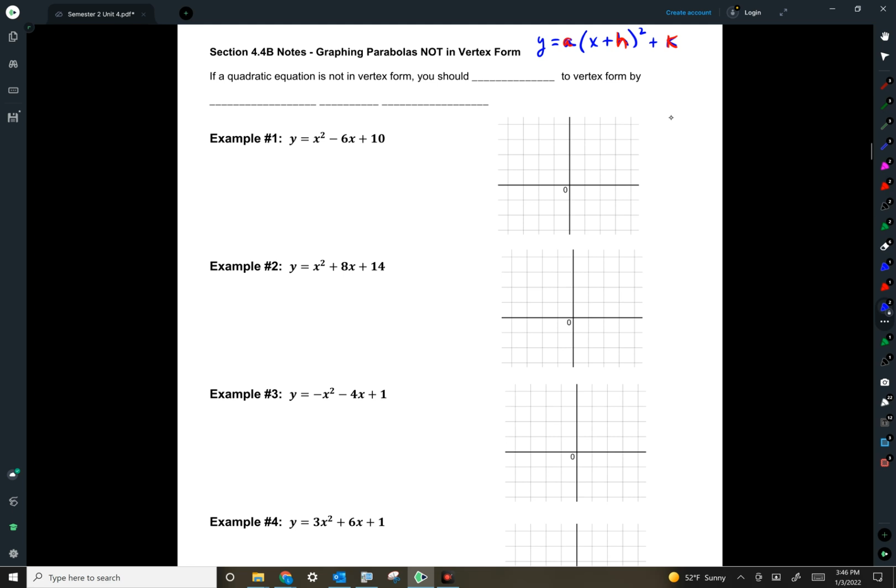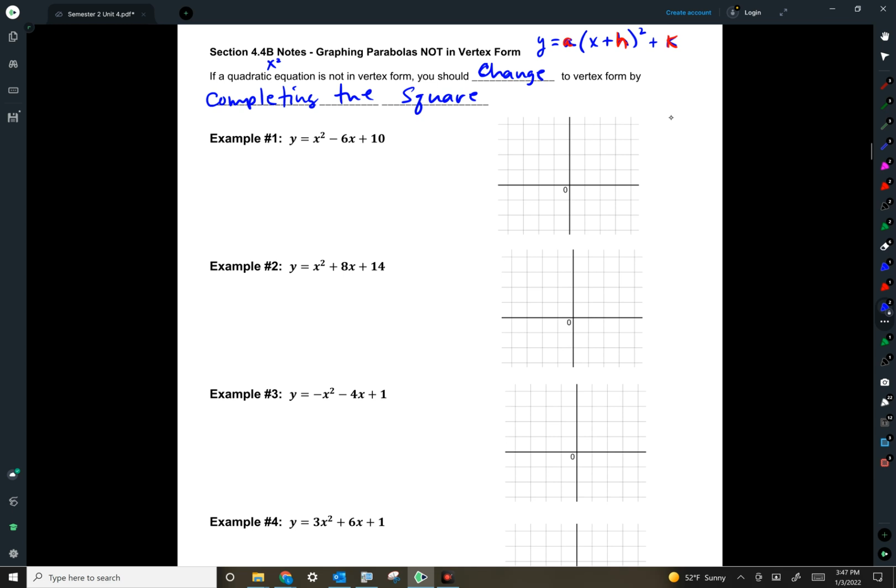if a quadratic equation, remember quadratic means there's an x squared in it, is not in vertex form, okay, we know how to graph it if it's in vertex form, but if it's not in vertex form, you should change to vertex form by completing the square. Completing the square. So in other words, if you look at example 1, this is not in vertex form.